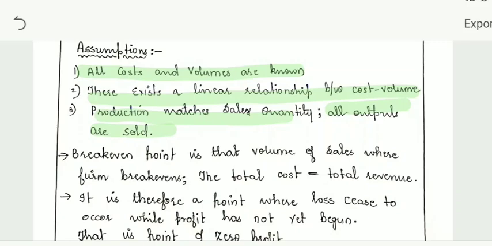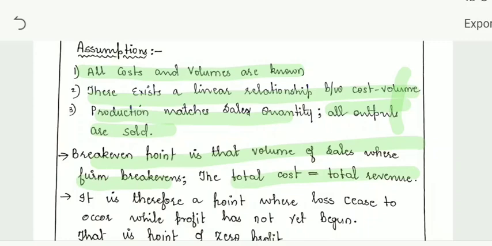Thus the minimum point of production where the total costs are recovered is called what? Break-even point. So here the break-even point is that volume of sales where the firm breaks even. Therefore, the total cost is equal to total revenue. This concept is very interesting and very important in our day-to-day life. When you make any investment, you will be paying an interest, right? Suppose you have taken a loan, you start paying interest.